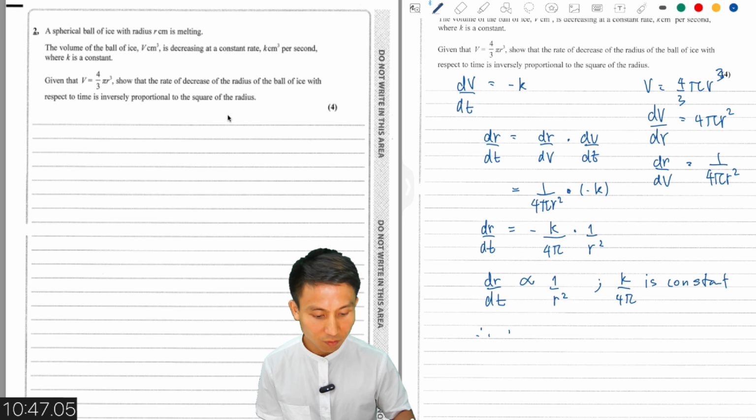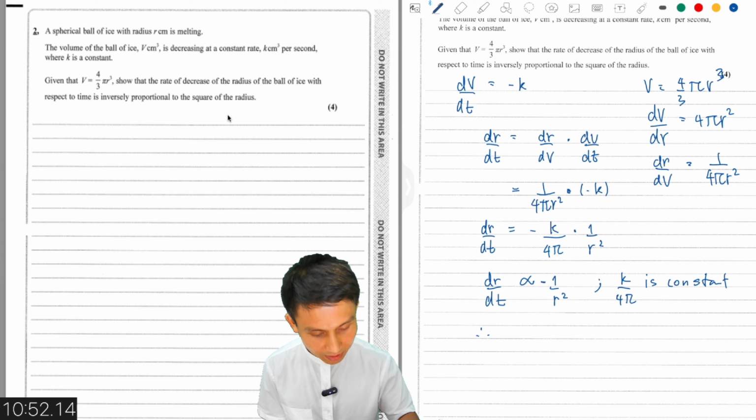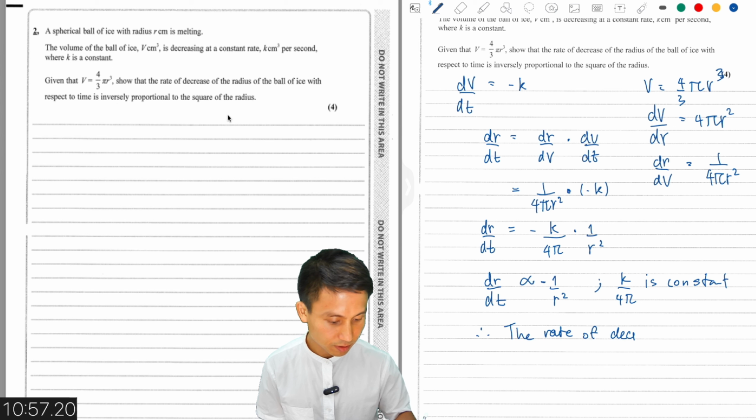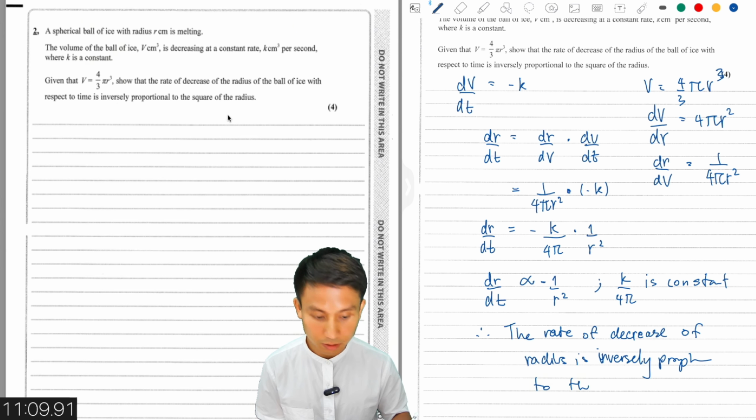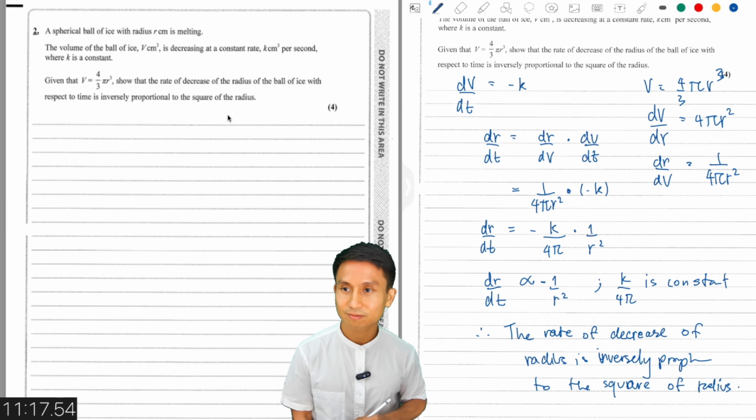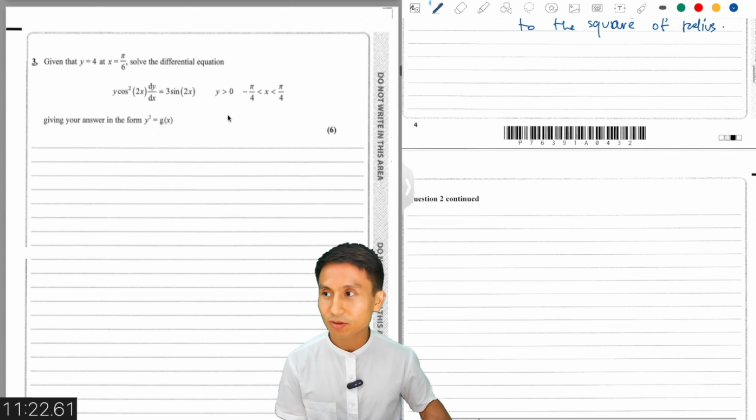So that means therefore dr by dt, or the rate of decrease, we have a minus here. So the rate of decrease of radius is inversely proportional to the square, which is the r squared there, of radius. That's it. This is not bad, guys. Just know how to do it. Okay, next question, number 3.